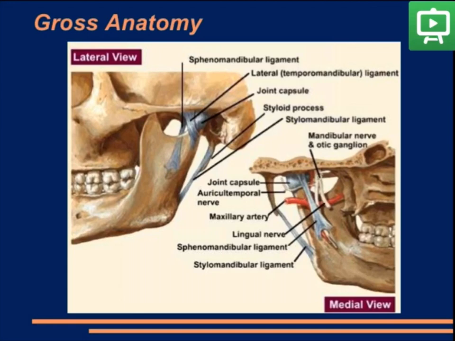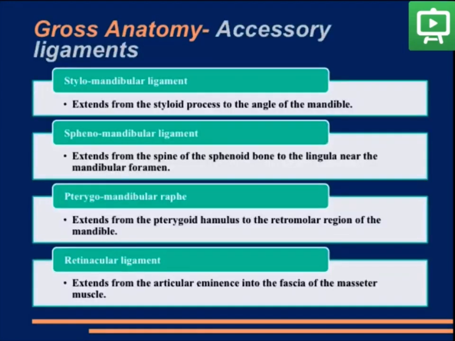You have the main lateral or temporomandibular ligament, plus many accessory ligaments, part of which are the stylomandibular ligament from the styloid process to the mandible angle, the sphenomandibular ligament starting from the spine of the sphenoid bone to the lingula in the mandible, the pterygomandibular ligament, which extends from the pterygoid hamulus to the retromolar region of the mandible, and the retinacular ligament from the articular eminence to the fascia of the masseter muscle.